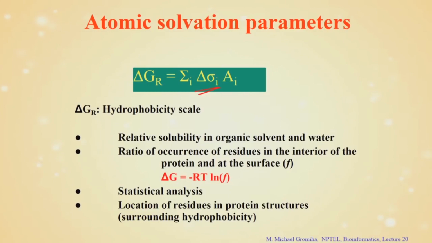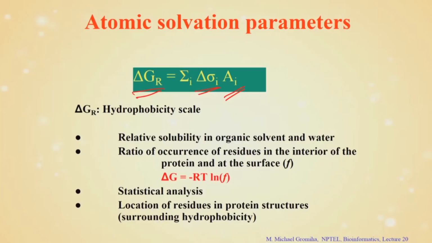Then how to get this delta sigma I? We relate delta sigma I with respect to accessibility and the hydrophobicity. Here delta GR represents the hydrophobicity scale. For example, you can take any hydrophobicity indices. We discussed various hydrophobicity indices, which you can obtain either from experiments, thermodynamic transfer experiments, or from computational methods, for example, surrounding hydrophobicity. You can use any value for delta Gr.